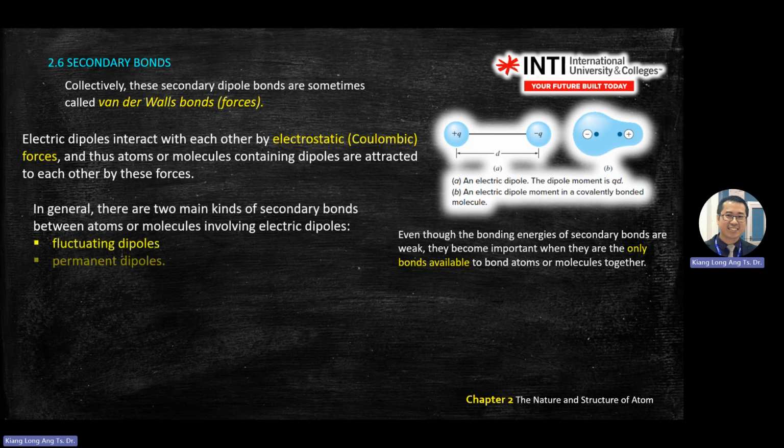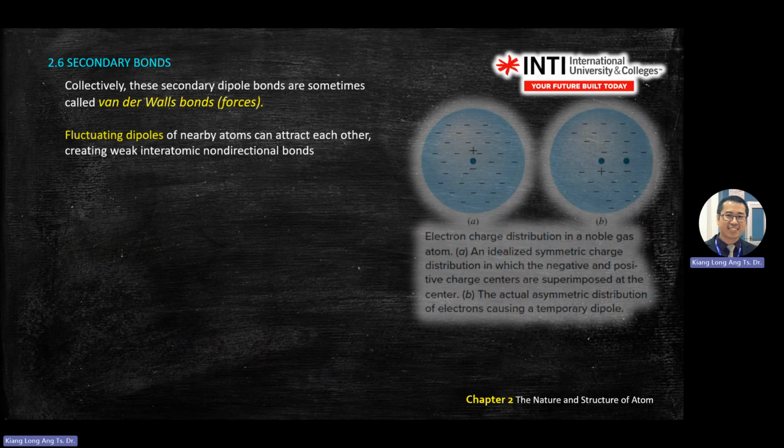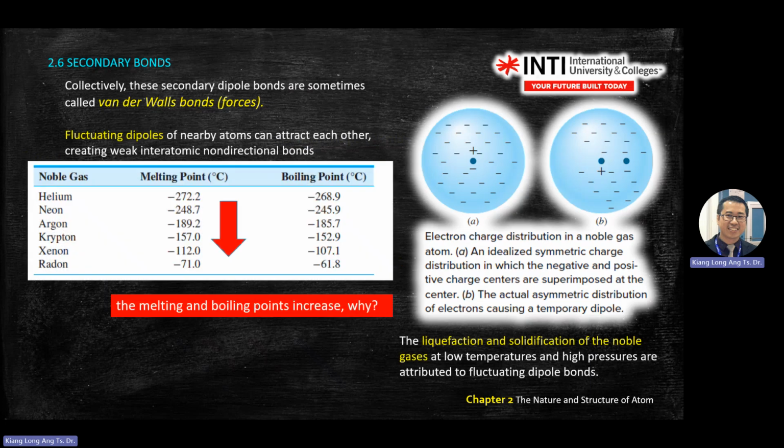This one you read. Fluctuating. The question that might come out is just to ask you for examples of Van der Waals bonding or secondary bonding. So these are the names: 1, 2, 3, 4, 5, 6. Remember maybe 4 or 3. It depends on the question.